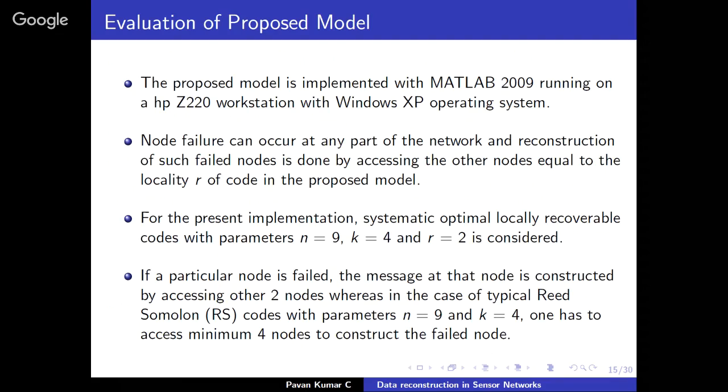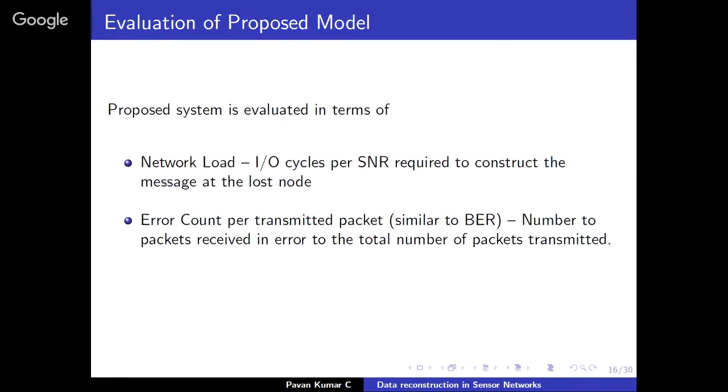For the present implementation, systematic optimal locally recoverable codes with parameters n equal to 9, k equal to 4, and r equal to 2 are considered. Suppose any of the nodes fails, then it is enough to access any other two nodes in that partition, whereas in the case of a Reed-Solomon code with similar parameters, if a node fails, then any other four nodes have to be accessed to reconstruct the failed node.